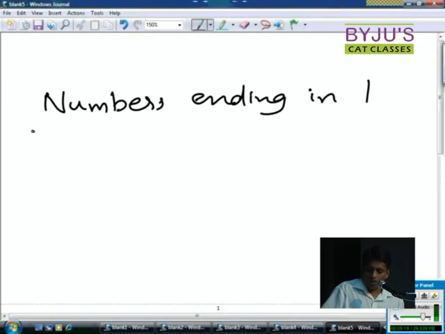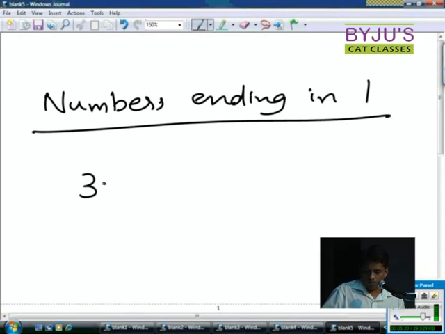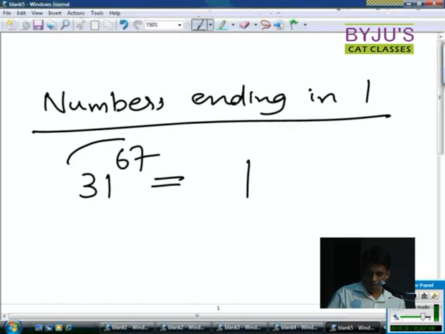Numbers ending in 1, to find out the last 2 digits. These are methods which are very basic, but very effective shortcuts. Last digit will be 1, second last digit will be 3 into 7, sorry, 3 into 7, 1 itself. You need to write the last digit over there.